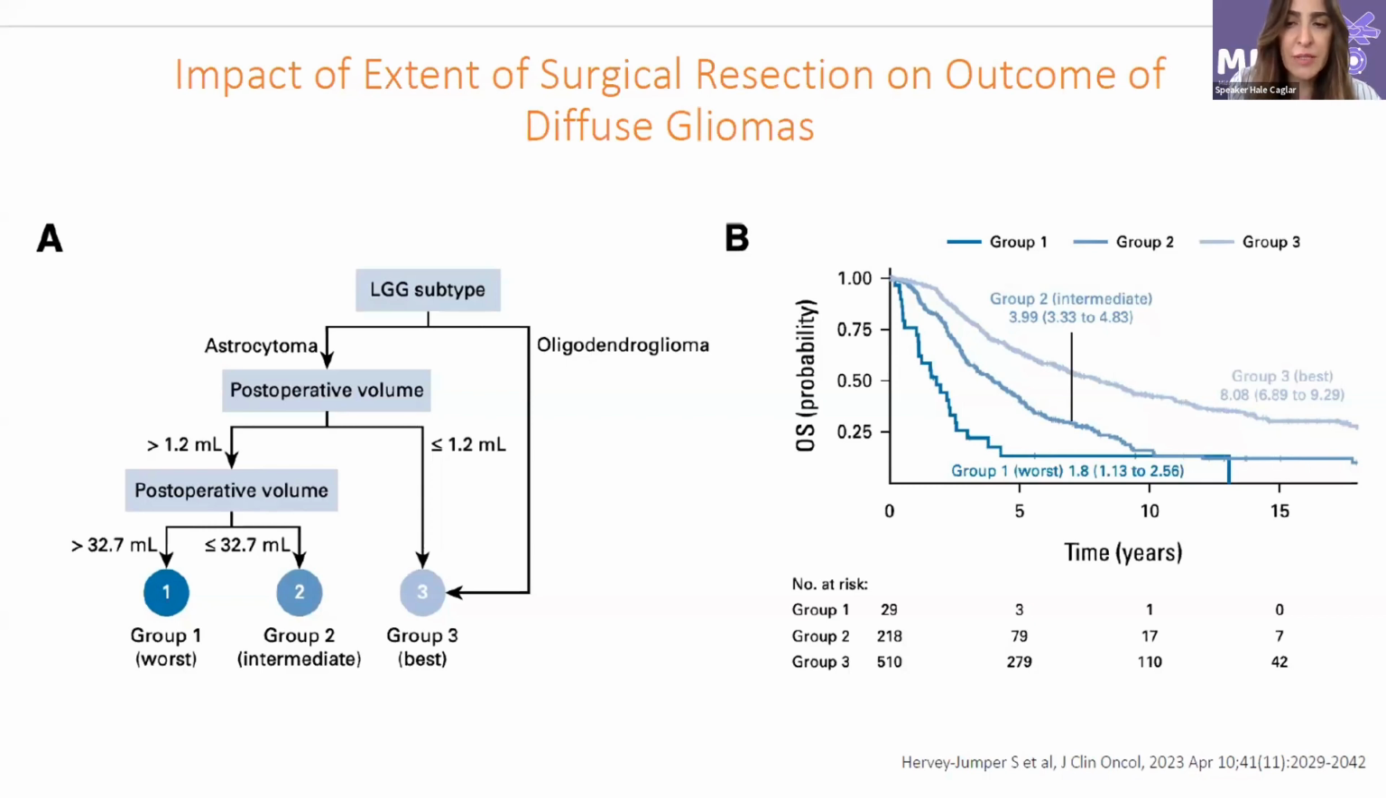This is a very recent paper from UCSF, and they have done an RPA scaling, looking at not only the pathology but also the surgical resection, and grouped the gliomas in 3 groups. The best overall survivals were in the good molecular pathology with a very small residual postoperative tumor volume, whereas if the patients are only biopsied, irrespective of the pathology, they have the worst overall survival.